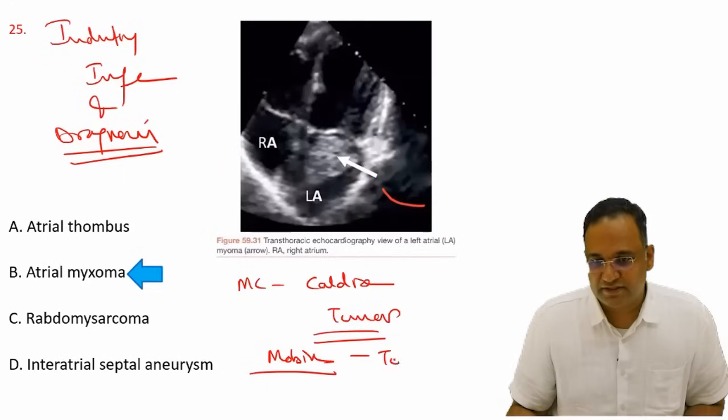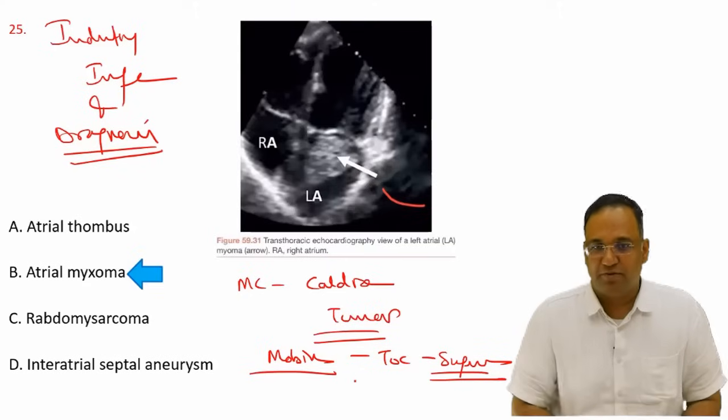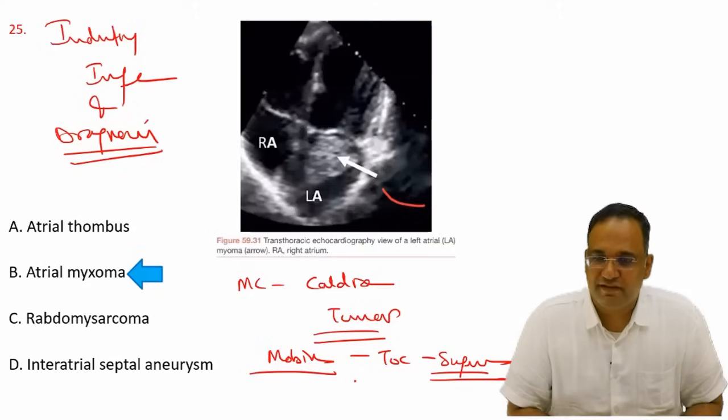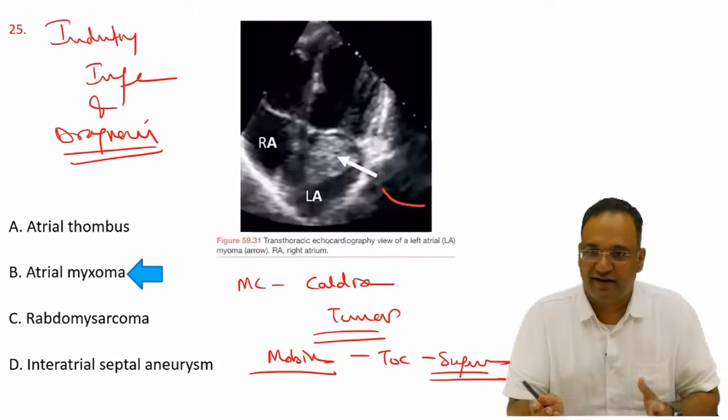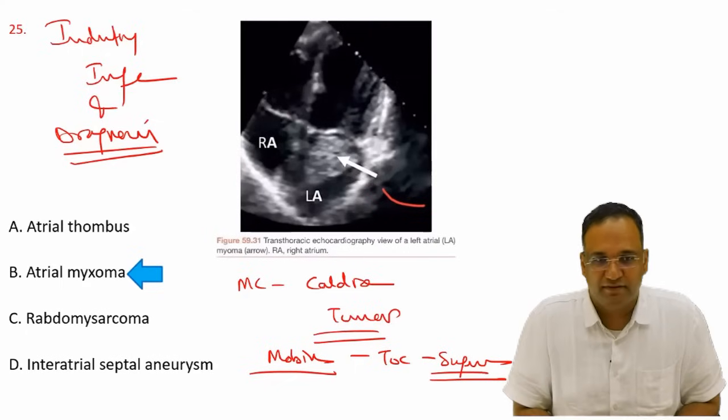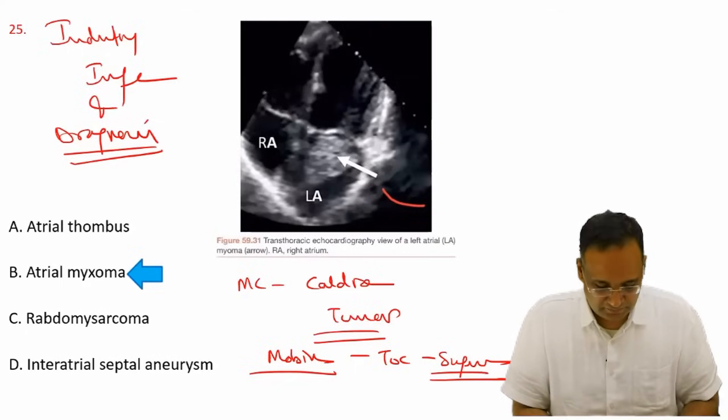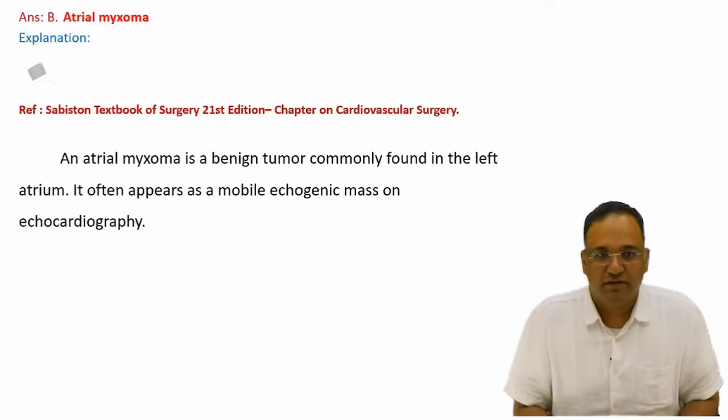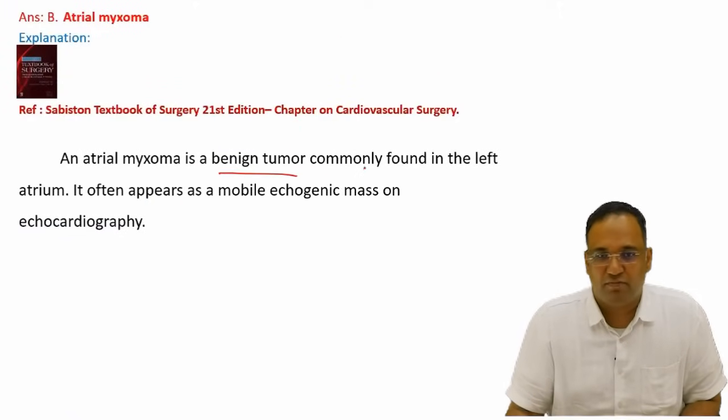And treatment of choice is surgery. Surgical excision, surgical removal. There will be a small stalk. You need to tie it and you need to remove it. Myxoma. Left atrial myxoma is a benign tumor commonly found in the left atrium. It often appears as a mobile echogenic mass on echocardiography.